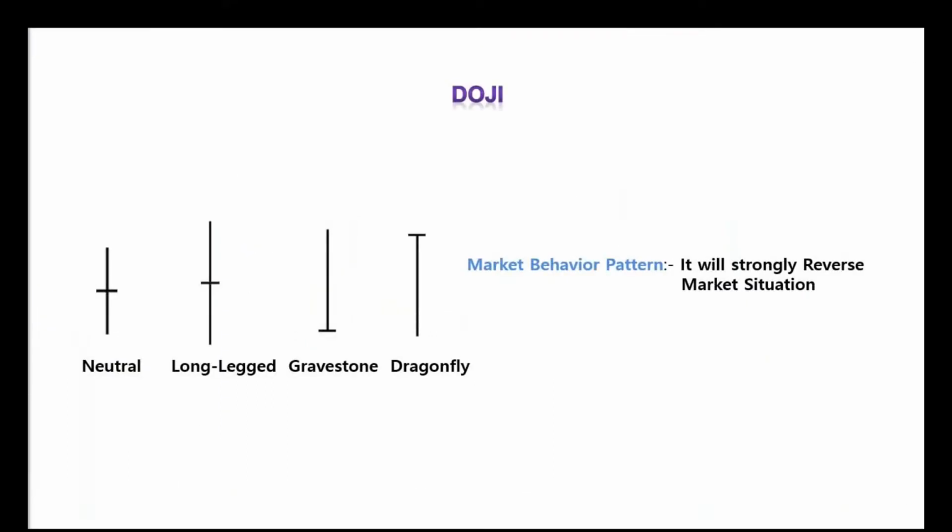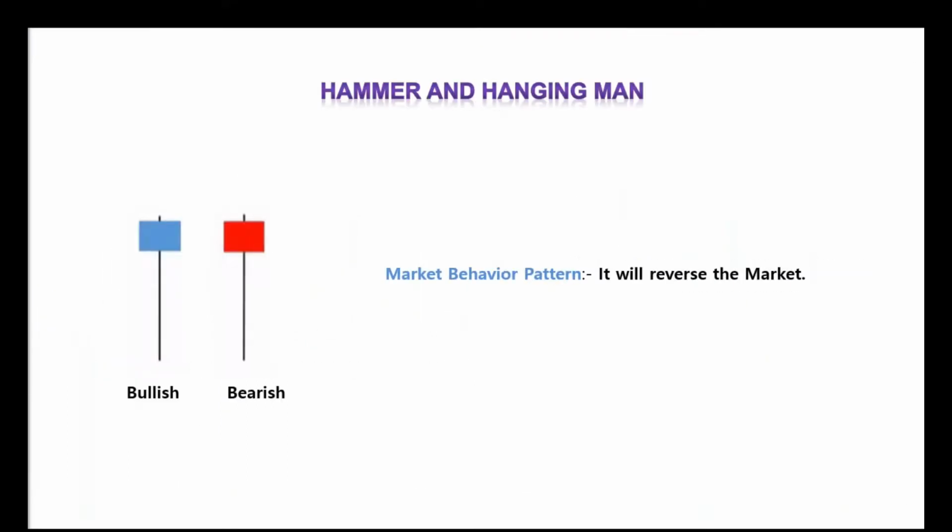So let's go further and find out the other candlestick patterns, which are the hammer and the hanging man. A hammer is a candlestick pattern designed by a small rectangular body and a long tail, which should be 2.5 or more times larger than the body. There should be no wick or very little wick on the head. So this will be considered a hammer. So what is the behavior of the hammer? It will reverse the market trend.